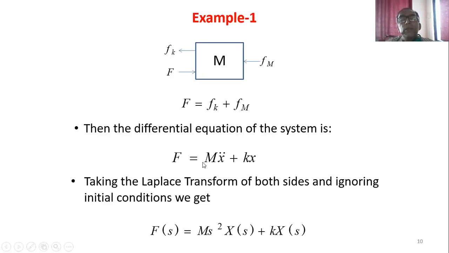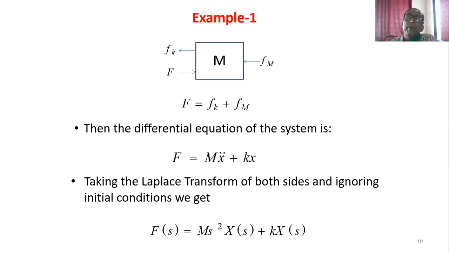Now when I say F is equal to M into d2x by dt squared plus kx, it is in the time domain. By taking the Laplace transform, I convert it into Laplace domain. Now why do I convert it into Laplace domain? If you recollect, a time domain equation can be converted into a Laplacian domain equation by using a variable s.